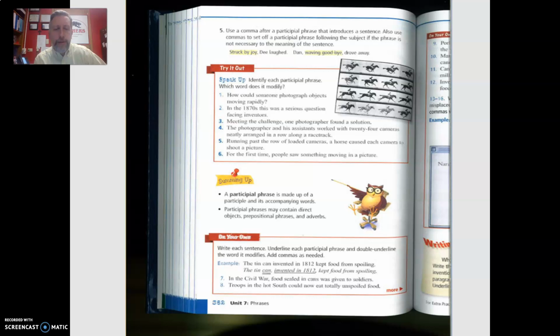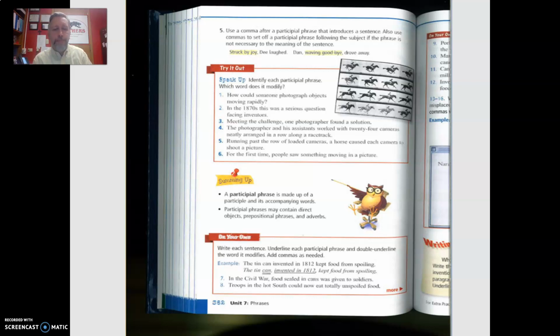So I'd like to point your attention to the summing up part in the middle of page 362. There it says a participial phrase is made up of a participle and its accompanying words. Participial phrases may contain direct objects, prepositional phrases, and adverbs, and we saw a whole bunch of examples of that on page 361. All right, let's practice some of these.